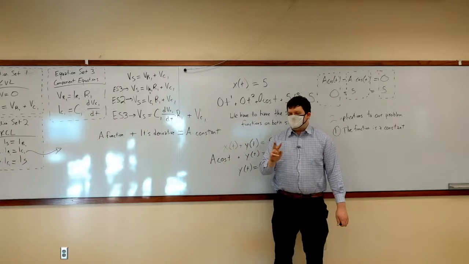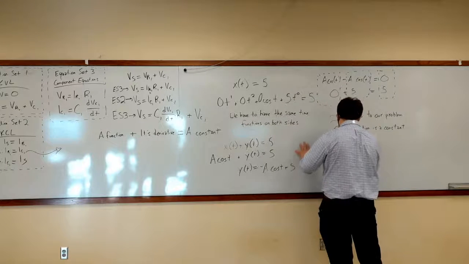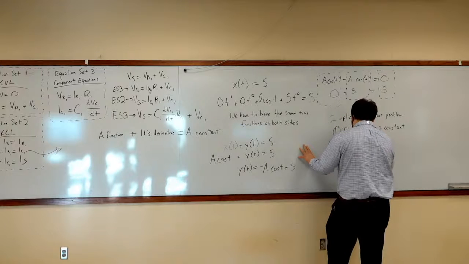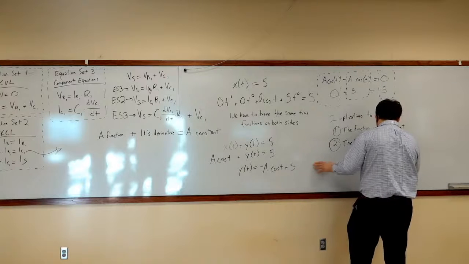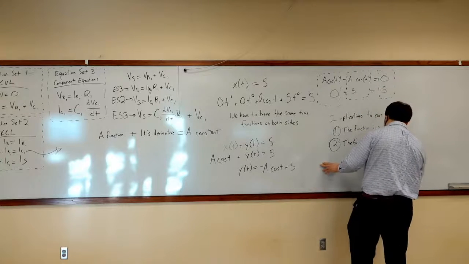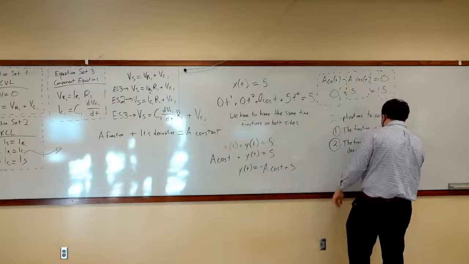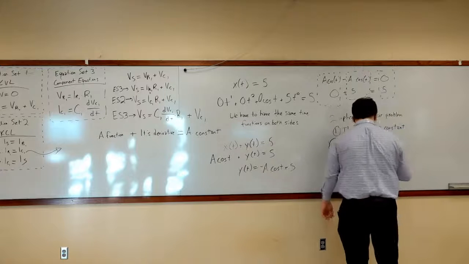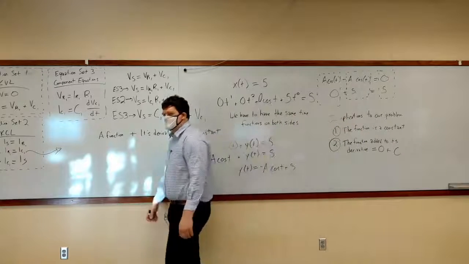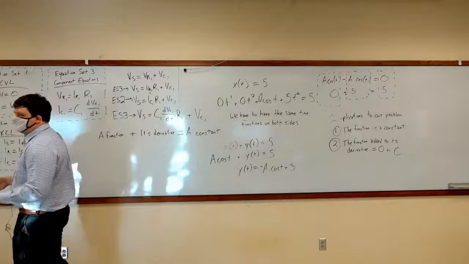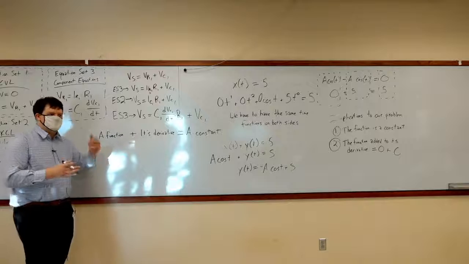But there's a second implication, because math is never straightforward. And that second implication is the function added to its derivative is equal to 0 plus a constant. Which means that the time function of the derivative is equal to the time function of the function itself.